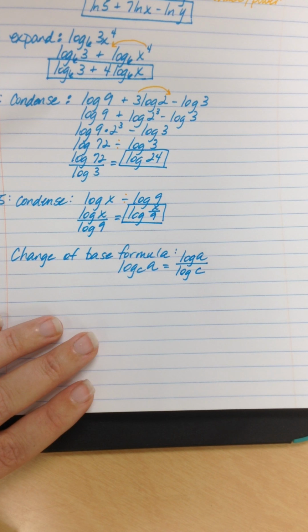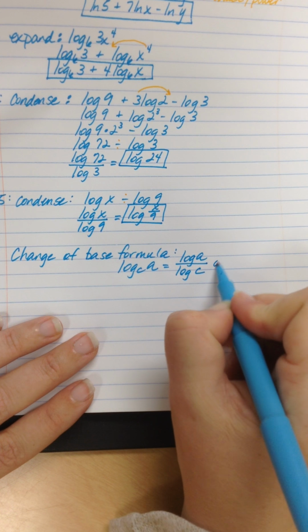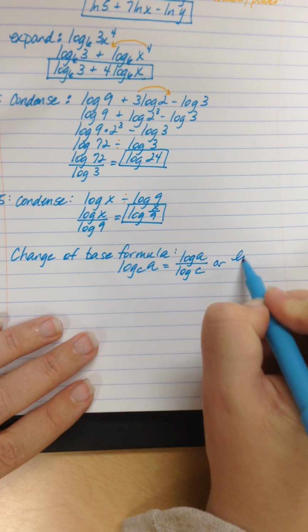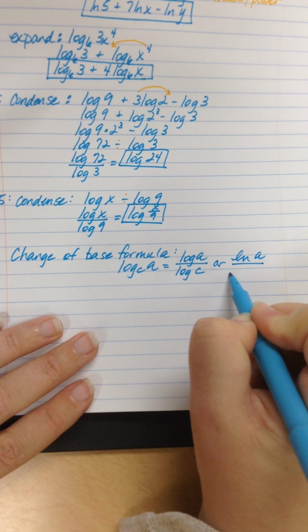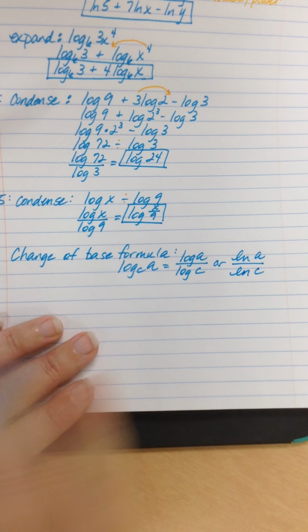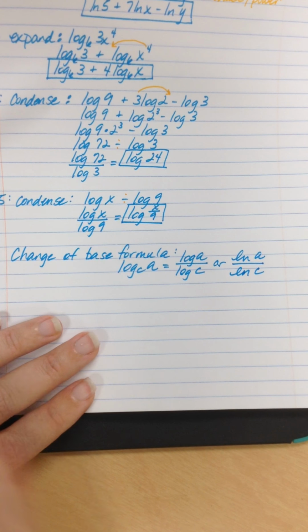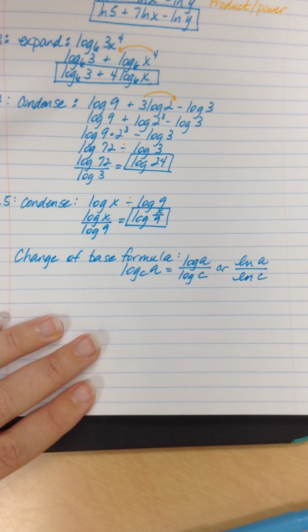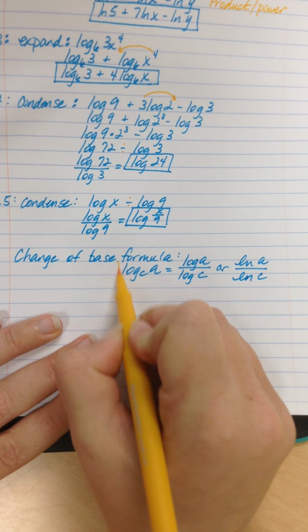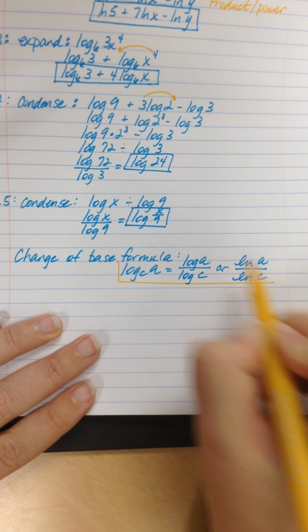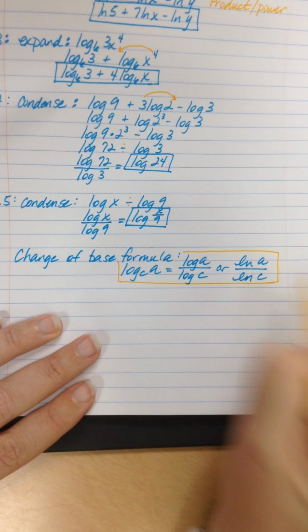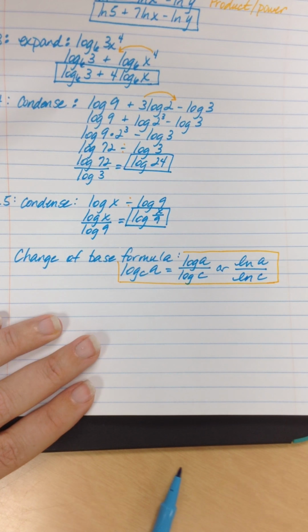Keep in mind this also works with the natural log, so you could see the ln of A over the ln of C. This is a formula that you are going to want to know for your test. I would box it, star it, bubble it, do something. Just make sure that you know that formula.